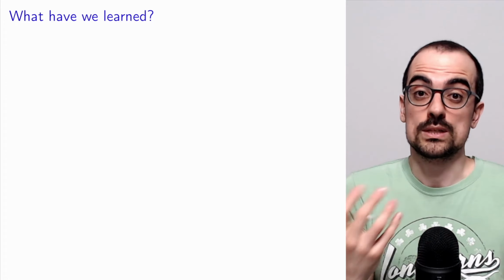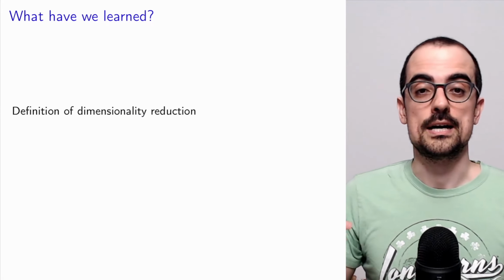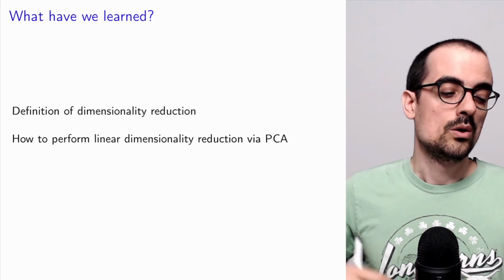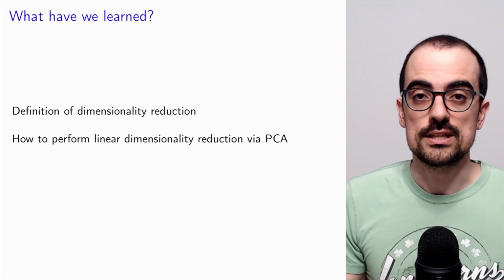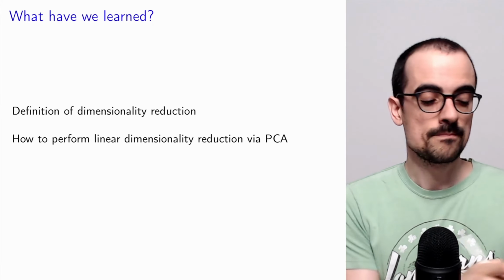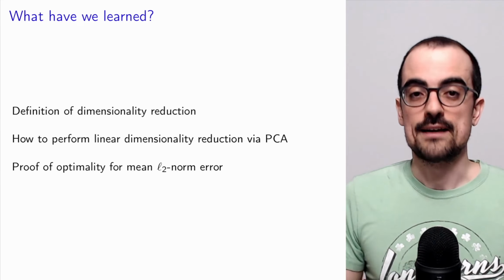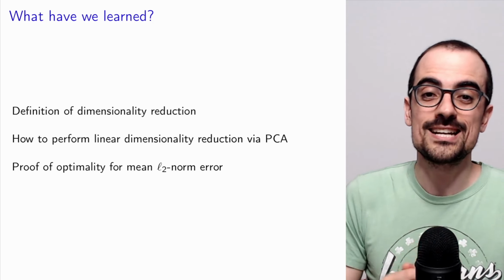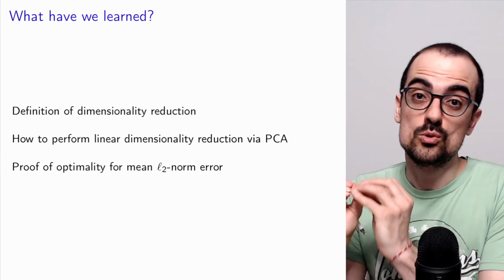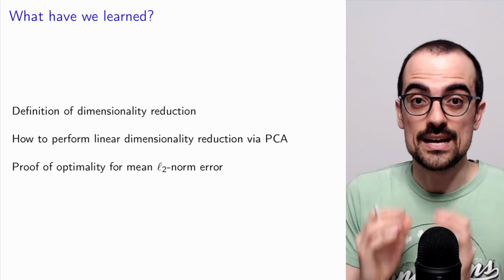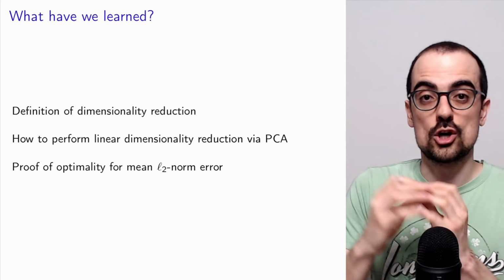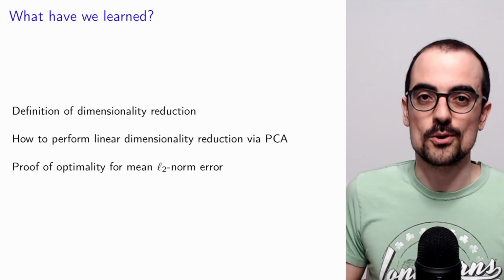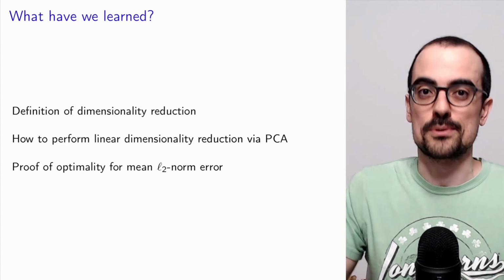Let's take a step back. What have we learned? We have learned the definition of dimensionality reduction and why it's important. We have learned how to perform linear dimensionality reduction using principal component analysis. And finally, we have proved that principal component analysis is optimal for dimensionality reduction in terms of mean L2 norm error. I cannot say this enough times. That doesn't mean necessarily that it's optimal for certain downstream tasks. But it's a very reasonable approach. It's a very reasonable general purpose approach.